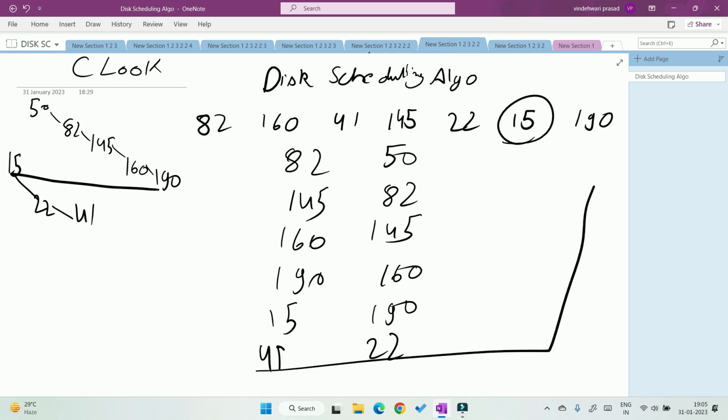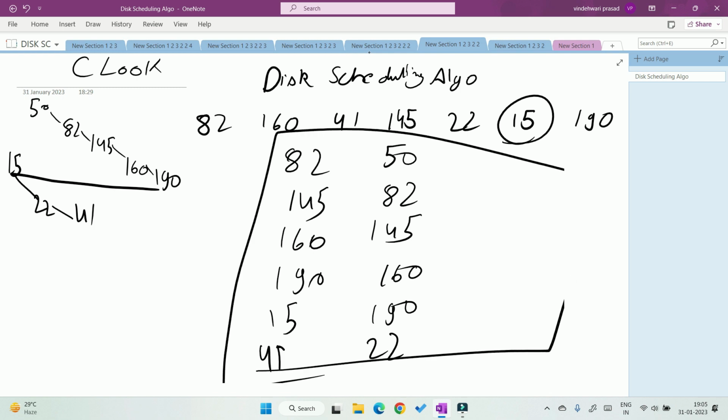I hope now you know all of the major scheduling algorithms which are required for the operating system. I hope you know each one of them. Please practice the questions. Till then, goodbye.